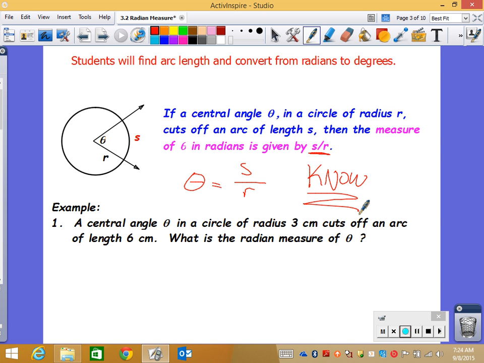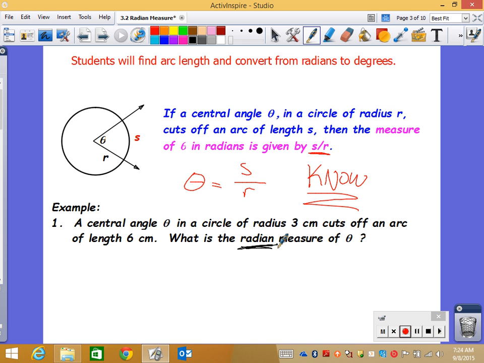So let's do an example. If I have a circle with a central angle theta, with a radius of 3 centimeters and an arc length of 6 centimeters, we want to measure theta. Well, we're going to come back to our formula we just talked about. Theta equals s over r. Remember, we want to measure this in radians.